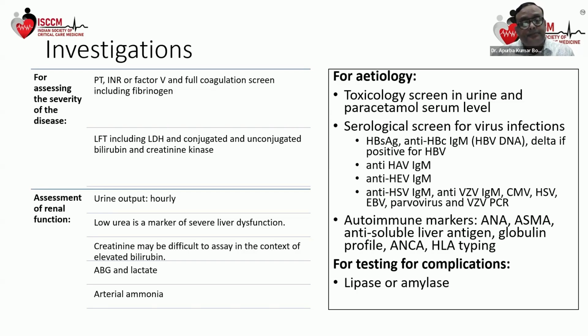And ABG and lactate, very important. And I would like to ask one thing here. We know that we need to do arterial ammonia, but not everybody has a lab where they can do a stat ammonia. It goes somewhere outside. How reliable would you consider an ammonia which comes a couple of hours down the line from a lab outside?